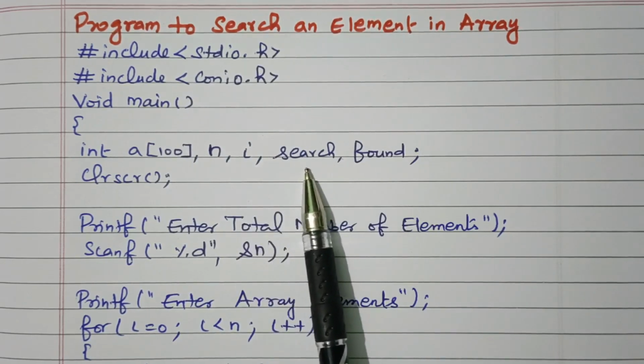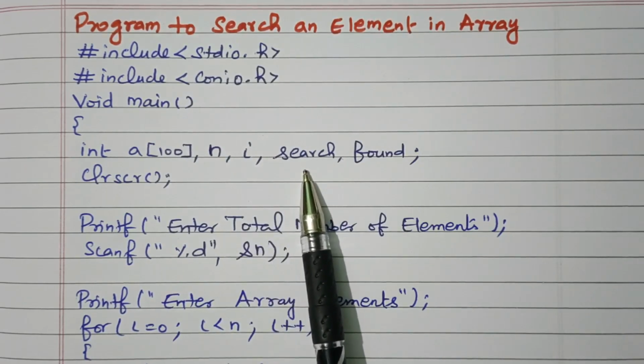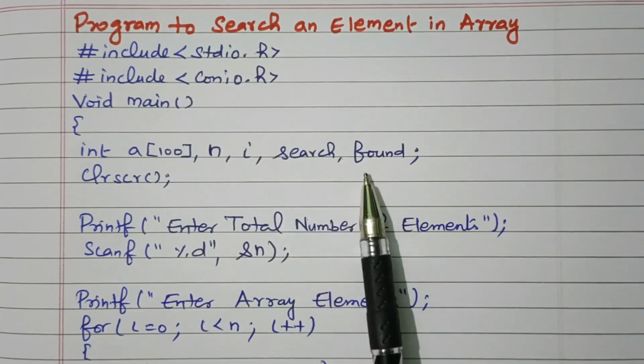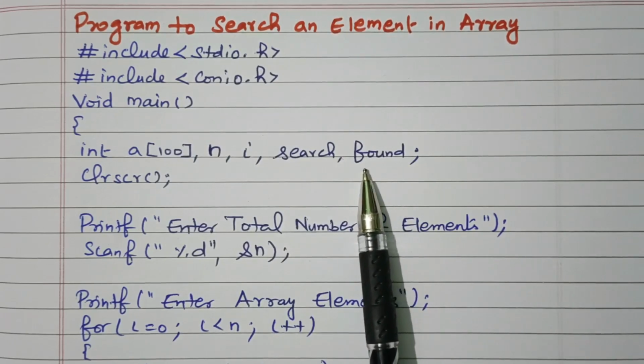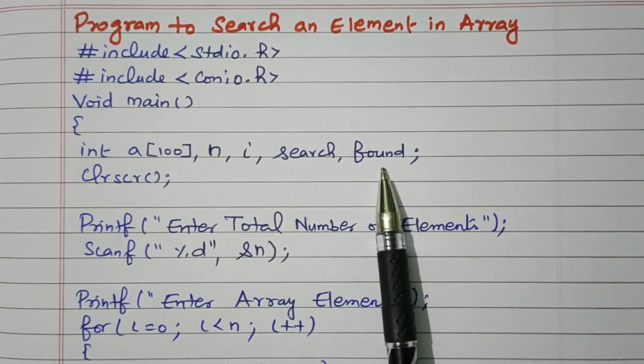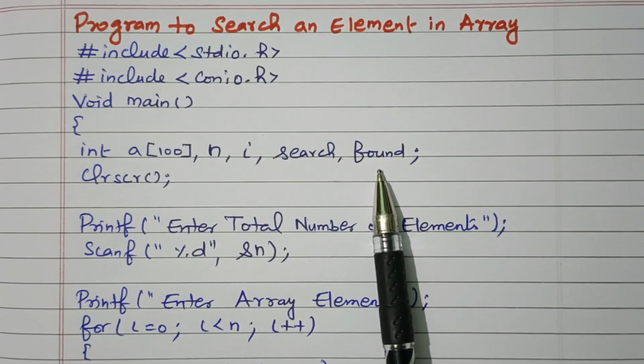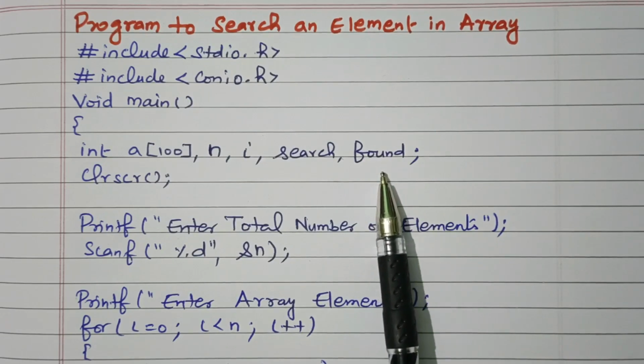The variable search is nothing but the variable we are going to search in the program, that is stored in search. If the variable is available in the array, then we have one more variable, found. We'll make it as found equal to 1. So we have one more variable found that will decide whether the variable is available or not, right?